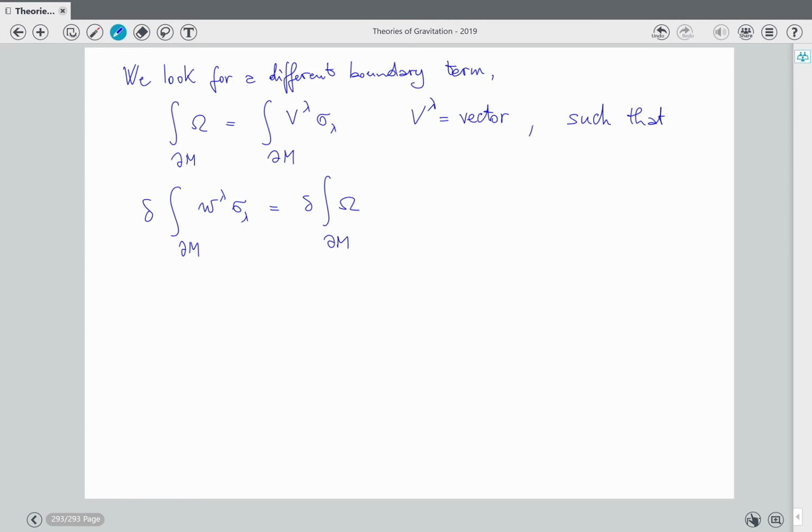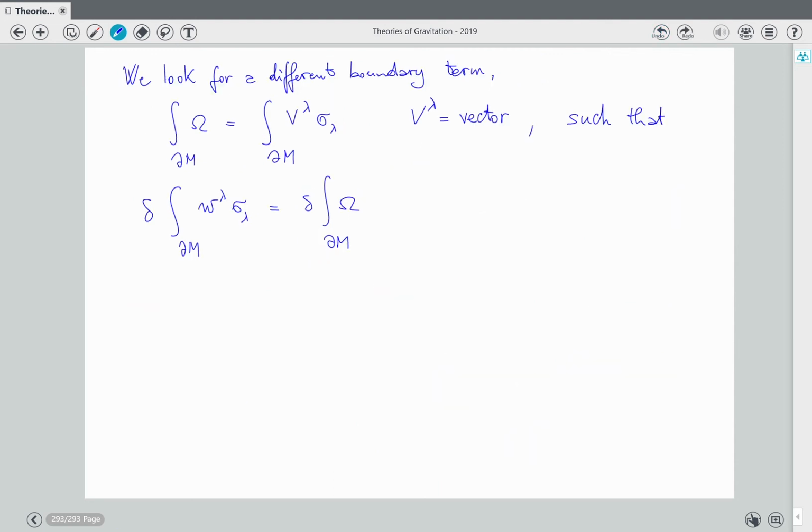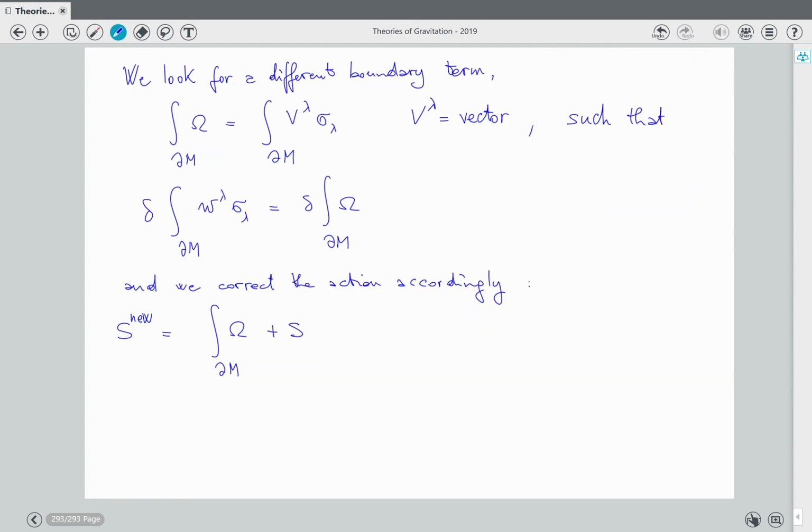We will look for a boundary term that is written properly, and it will not be equal to the one we start with because that's wrong. It doesn't transform correctly, but its variation will be the same. And we will correct the action accordingly. And the new action will be this boundary term plus the same thing, the gamma-gamma action. Instead of the wrong boundary term, we put the right one.